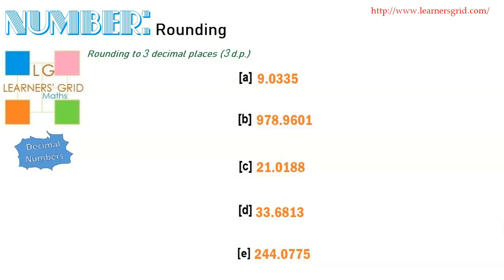This tutorial video is all about demonstrating how to round to 3 decimal places. And there's a couple of pieces of information that you need to know, and we'll get to those in due course. The first piece of information that you need to be able to do is to identify the 3rd decimal place.